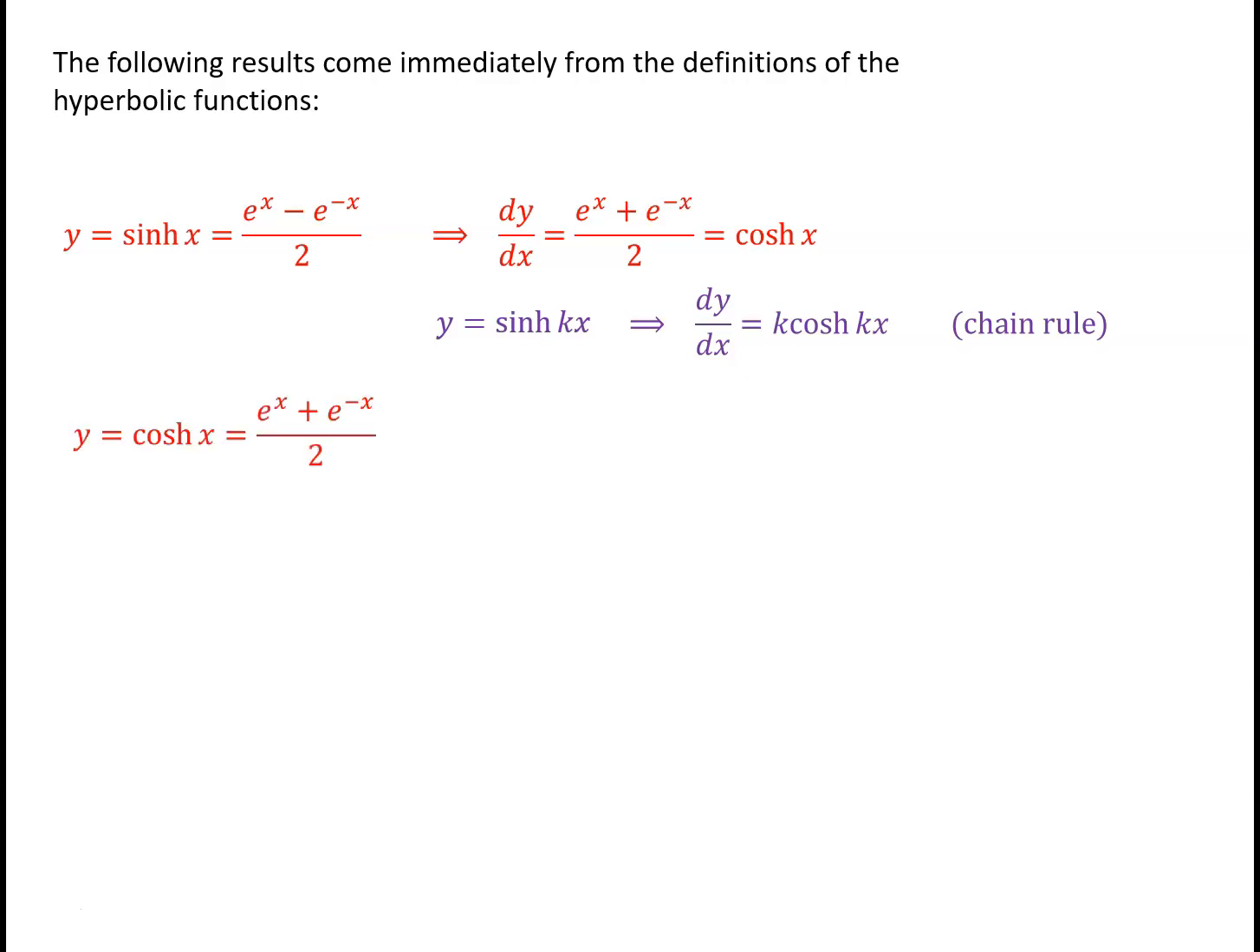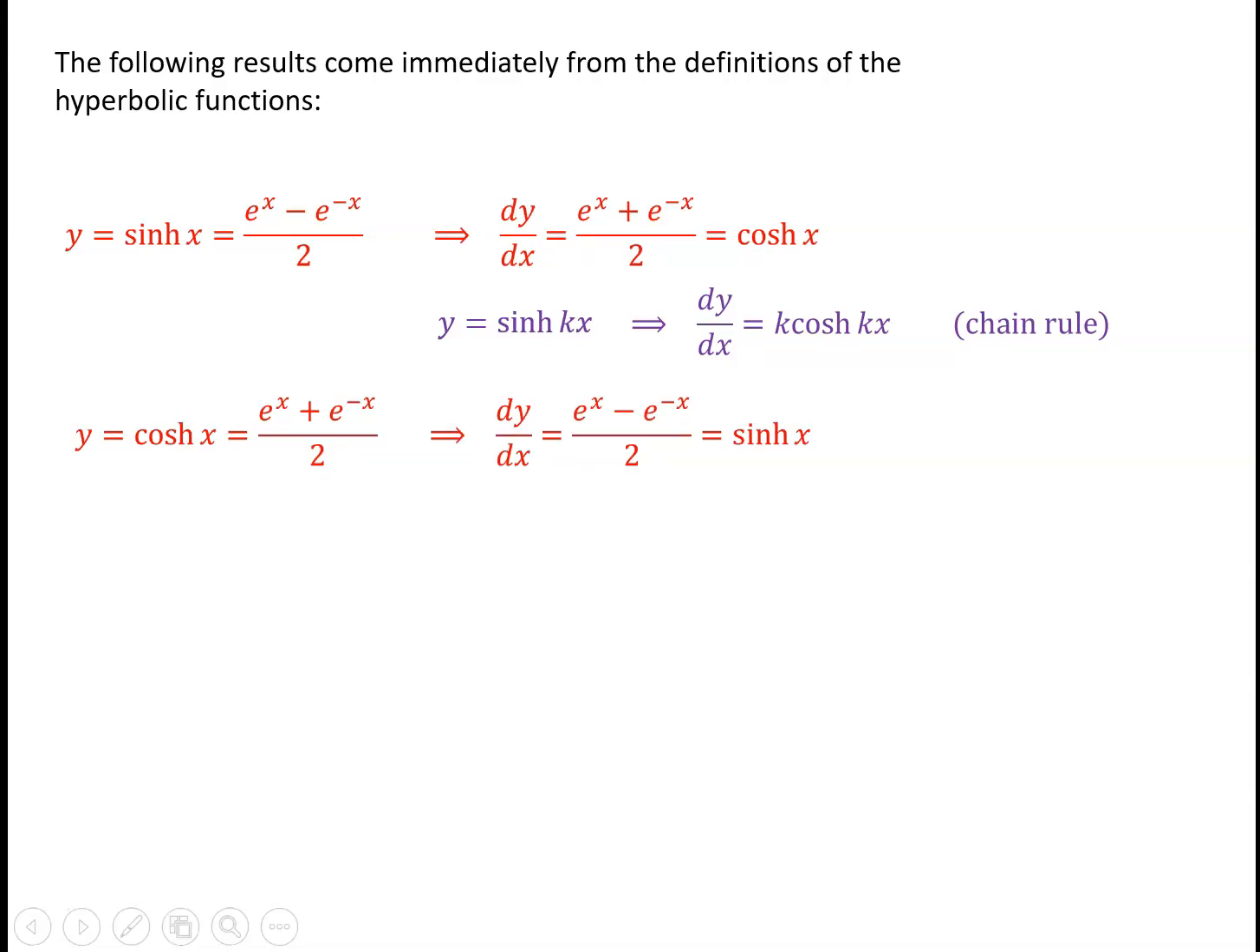On the other hand, if we have y equals cosh x, which is e to the x plus e to the minus x divided by 2, then differentiating it, we get dy by dx is going to be a half of e to the x minus e to the minus x, which is of course sinh x. So the derivative of cosh x is sinh x. And if we have y equals cosh kx, then again the chain rule is going to give us dy by dx is k sinh kx.